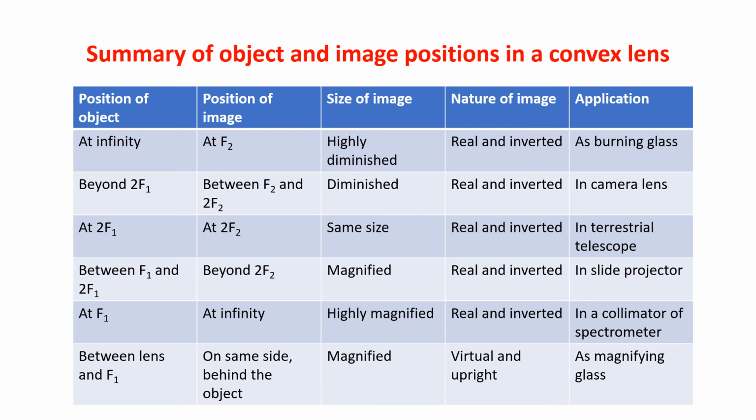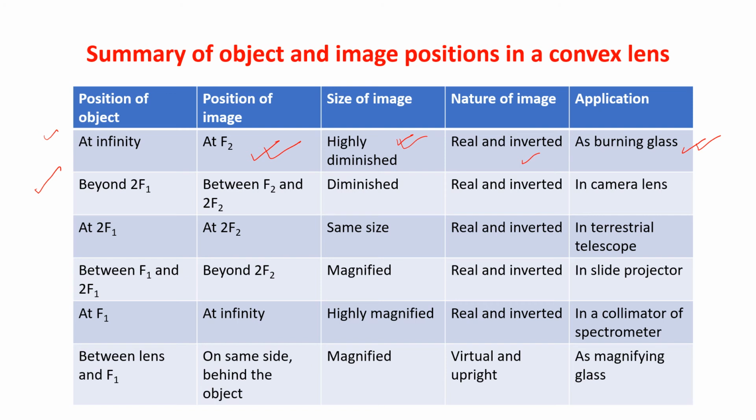Summary of object and image position in a convex lens. When the object is at infinity, the position of the image is at f2. Size of the image is highly diminished, and nature of the image is real and inverted. What is the application for that type of lens? It is used as a burning glass.